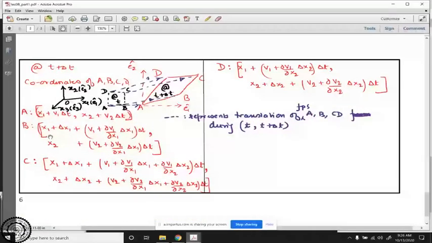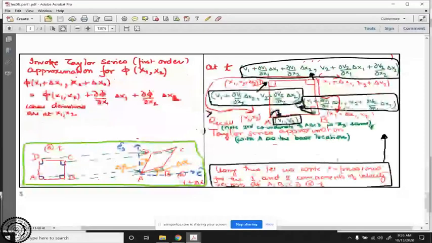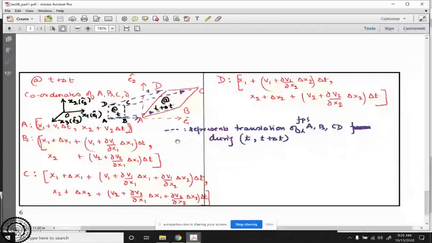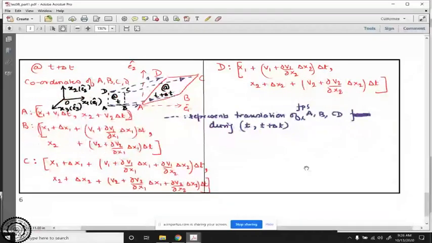B will become original x1, which was x1 plus delta x1, that was its original location, plus one component of the velocity vector of point B at time t multiplied by delta t. That is one location. The second location: the original location for the second coordinate was just x2, and then we add whatever we have here for B, multiplied by delta t, and so on. Again, I will leave this slide for a few seconds for you to grasp this idea.